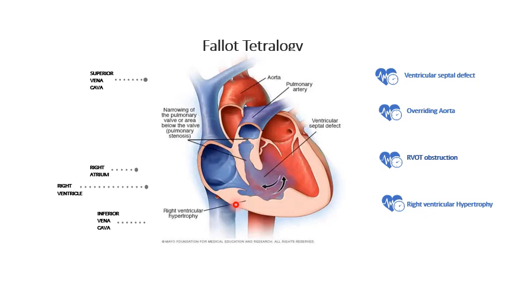The main determinant of the severity of symptoms and cyanosis is the degree of RVOT obstruction. The more the degree of obstruction, the more the cyanosis and the presence of hypercyanotic spells. Some children may have minimal right ventricular outflow obstruction, and they are called pink Fallot.